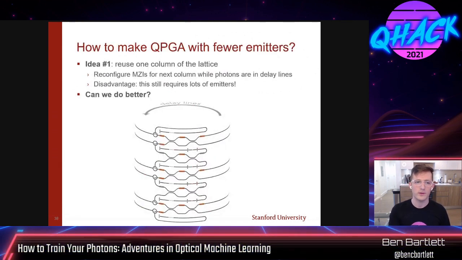Well, one naive approach is that we could just take one column of this lattice that is the QPGA, and we could just reuse it. So you take the outputs from this column, and then you put the photon outputs through the delay line, then you stick them back into the inputs sometime later. And then while they're in the delay line, you reconfigure the MZIs for the next column of the lattice. The disadvantage is that while we need less quantum emitters here, we still need a lot of them. So can we do better?